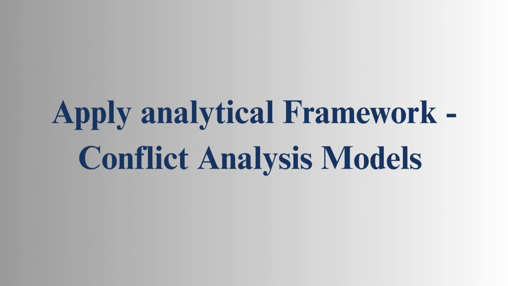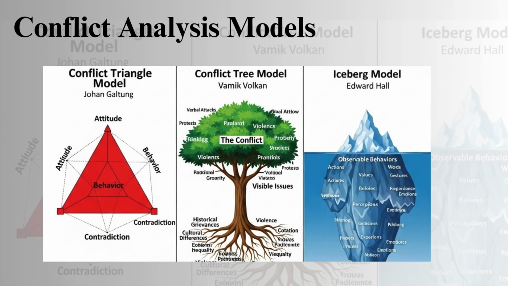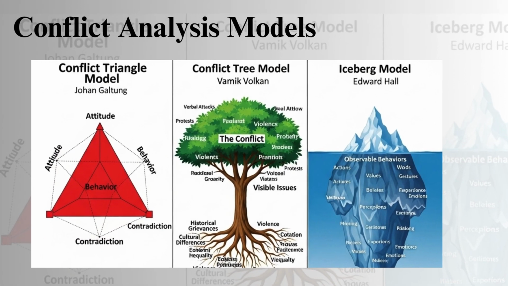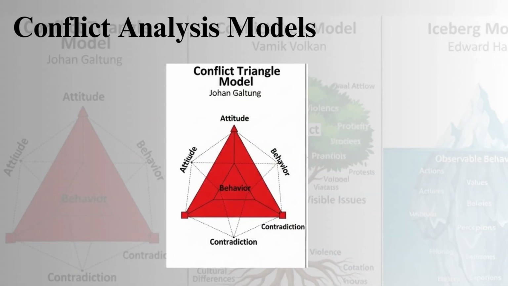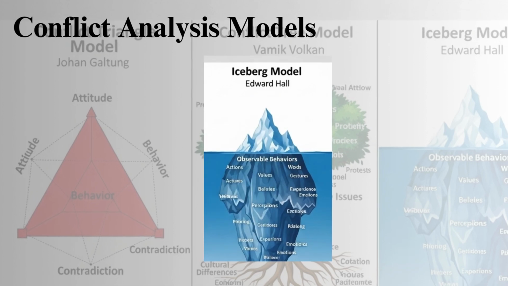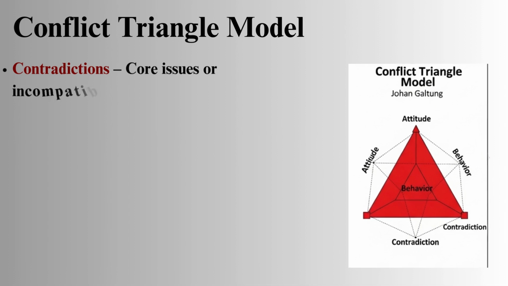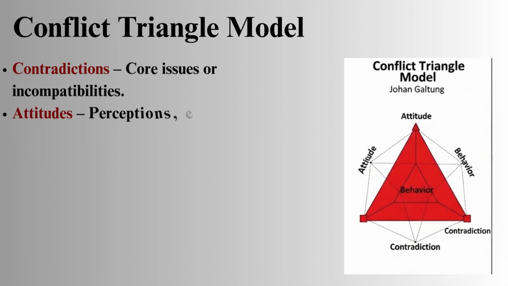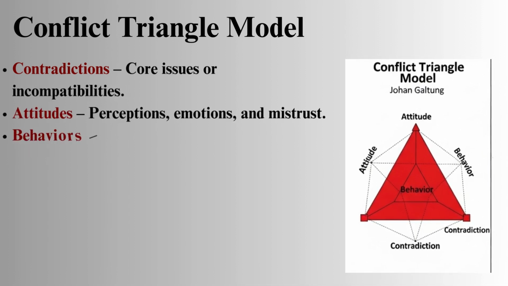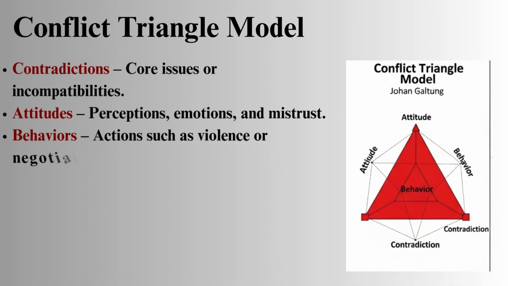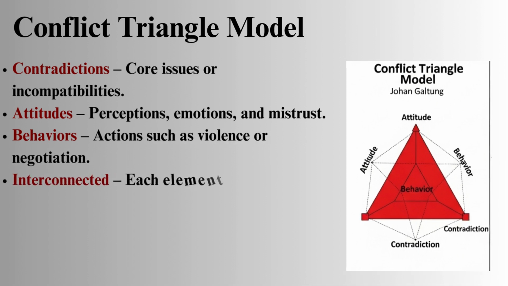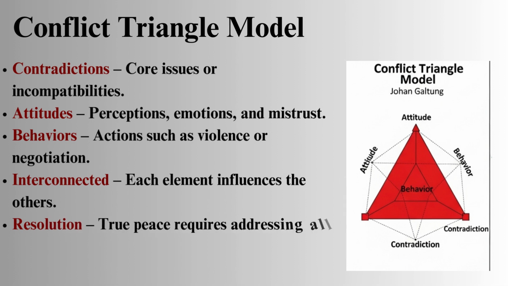Now, the highlight of the video, that is conflict analysis models. So there are three models to understand the deep layered causes of conflict: the conflict triangle model, conflict tree model, and the iceberg model. The conflict triangle shows how contradictions, attitudes, and behaviors interact. Contradictions are the core issues, attitudes are the perceptions and mistrust, and behaviors are actions like violence or negotiation. Real peace requires addressing all three, not just the physical behaviors.